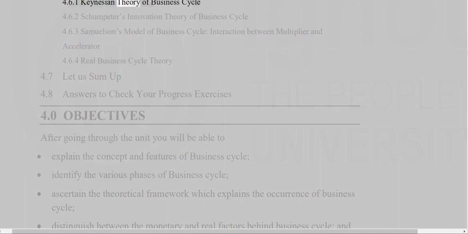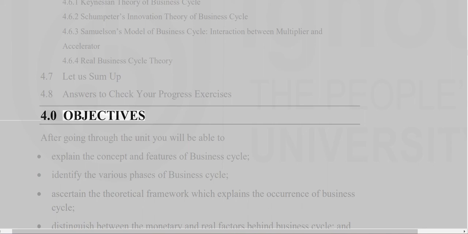Unit 4 Business Cycle. Structure. 4.0 Objectives. 4.1 Introduction. 4.2 Features of Business Cycles. 4.3 Phases of Business Cycles: 4.3.1 Expansion, 4.3.2 Contraction. 4.4 Identification of Business Cycles. 4.5 Business Cycle Indicators: 4.5.1 Leading Indicators, 4.5.2 Lagging Indicators, 4.5.3 Coincident Indicators. 4.6 Theories of Business Cycles: 4.6.1 Keynesian Theory of Business Cycle, 4.6.2 Schumpeter's Innovation Theory of Business Cycle, 4.6.3 Samuelson's Model of Business Cycle: Interaction between Multiplier and Accelerator, 4.6.4 Real Business Cycle Theory. 4.7 Let us sum up. 4.8 Answers to check your progress exercises.